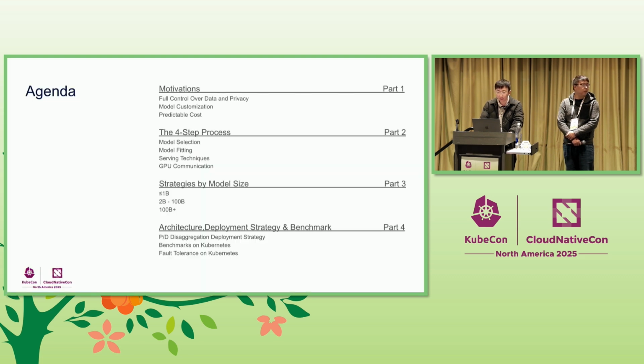OK, in this talk, we're going to start with the why, the motivations for taking on this challenge in the first place. Then we're going to break down the how into a four-step process. And after that, we're going to look at strategies based on model size, because a billion parameters model has very different needs than a 100 billion parameters model. And finally, part 4, we're going to get practical. We're going to show you architecture, special deployment strategy for Prefill Decode disaggregations, and a benchmark in Kubernetes to prove it works. We'll also cover the critical topics of fault tolerance.